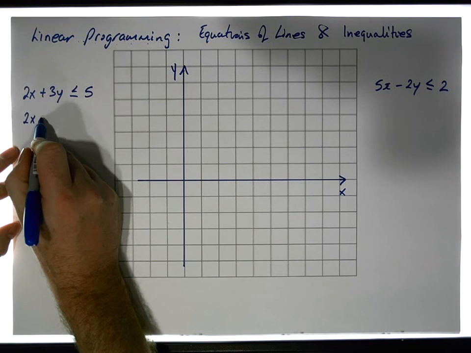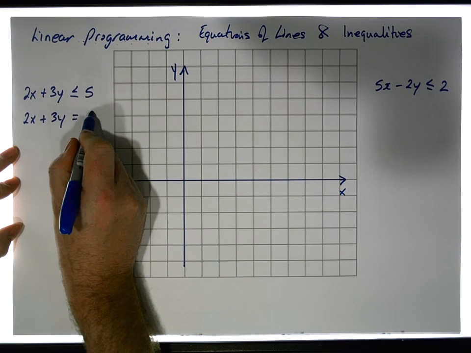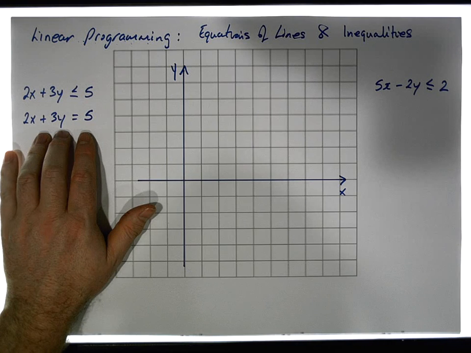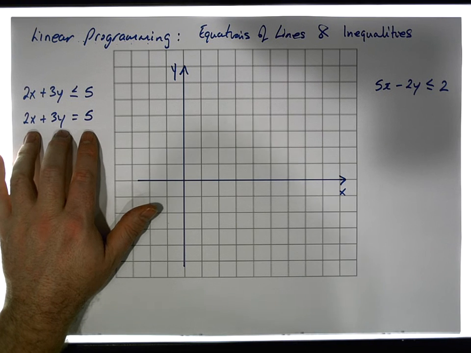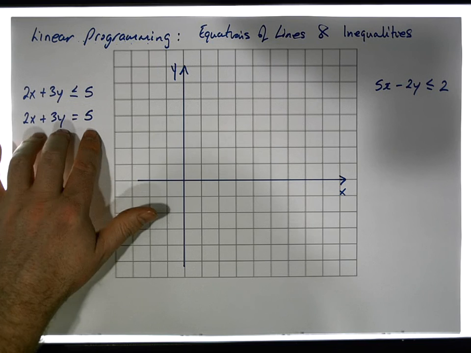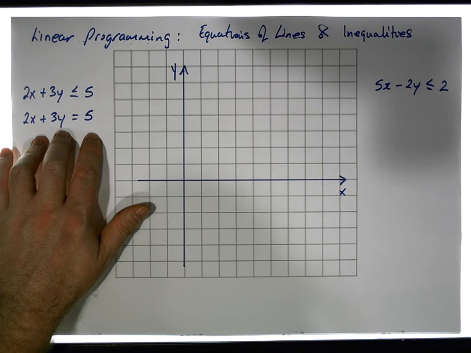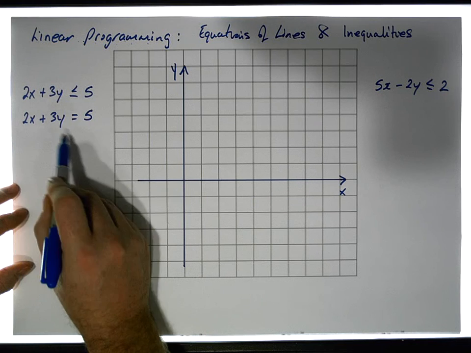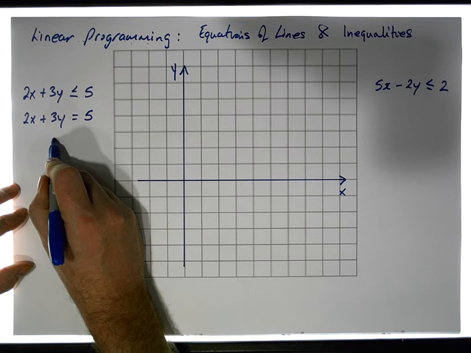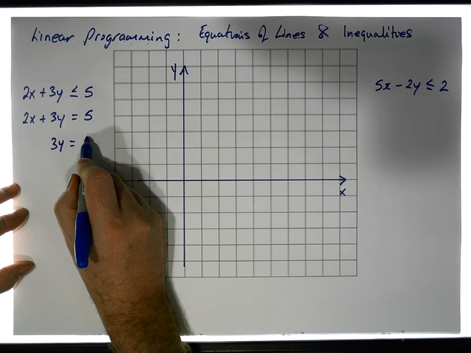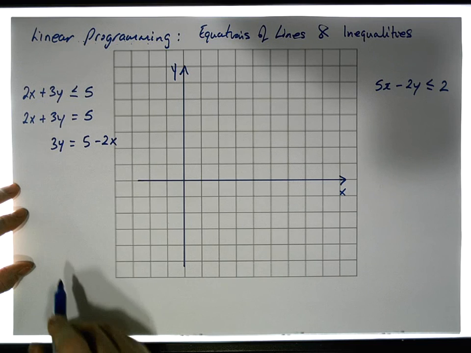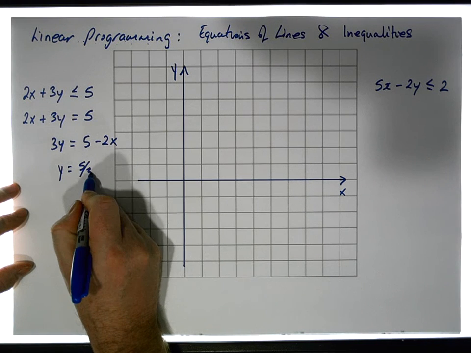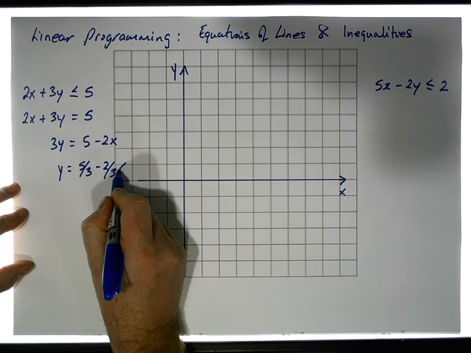So let's say 2x plus 3y equals 5 first of all, and what we have here is an equation of a line. I'm going to change this so that the equation of the line is in the y-intercept form. So I'm going to solve this for y. I end up with 3y is equal to 5 minus 2x, and I'm going to divide across by 3. I end up with y is equal to 5 thirds minus 2 thirds x.